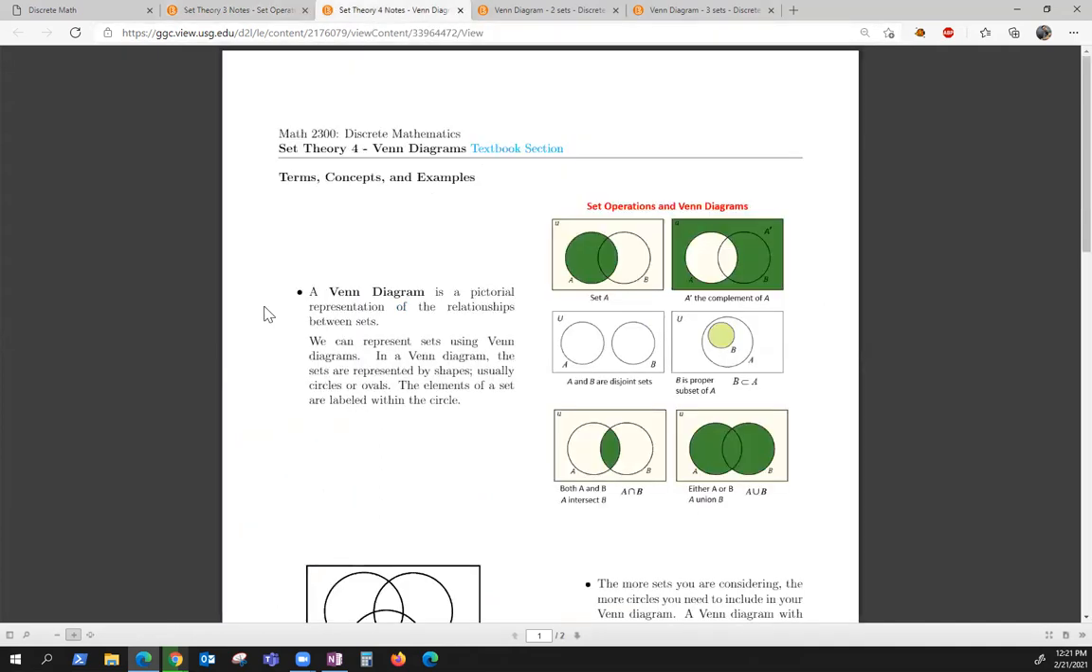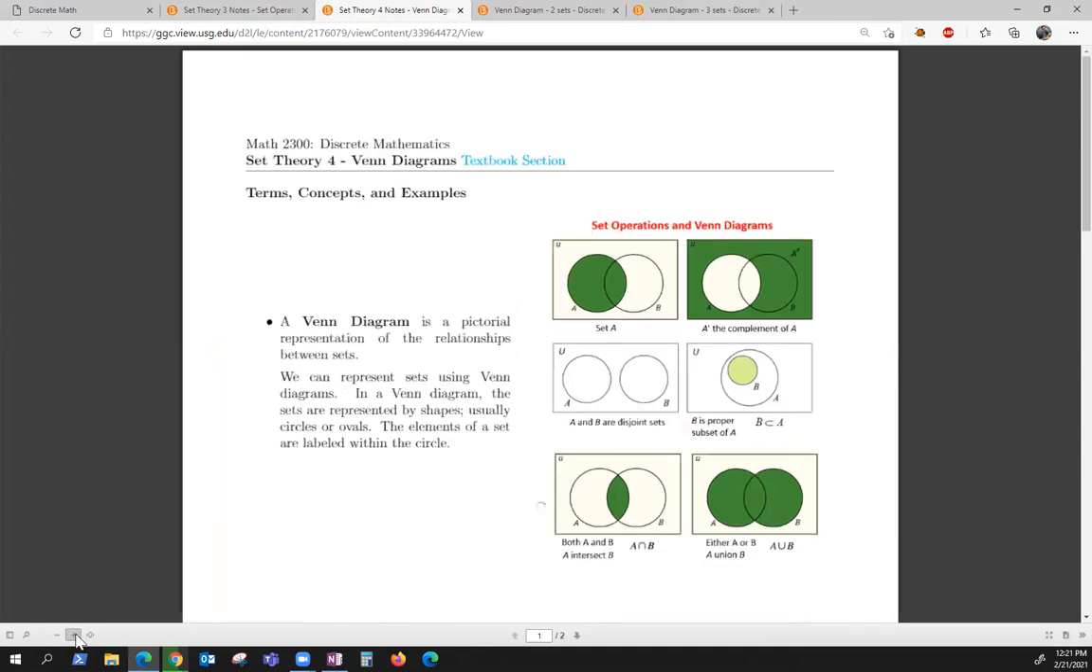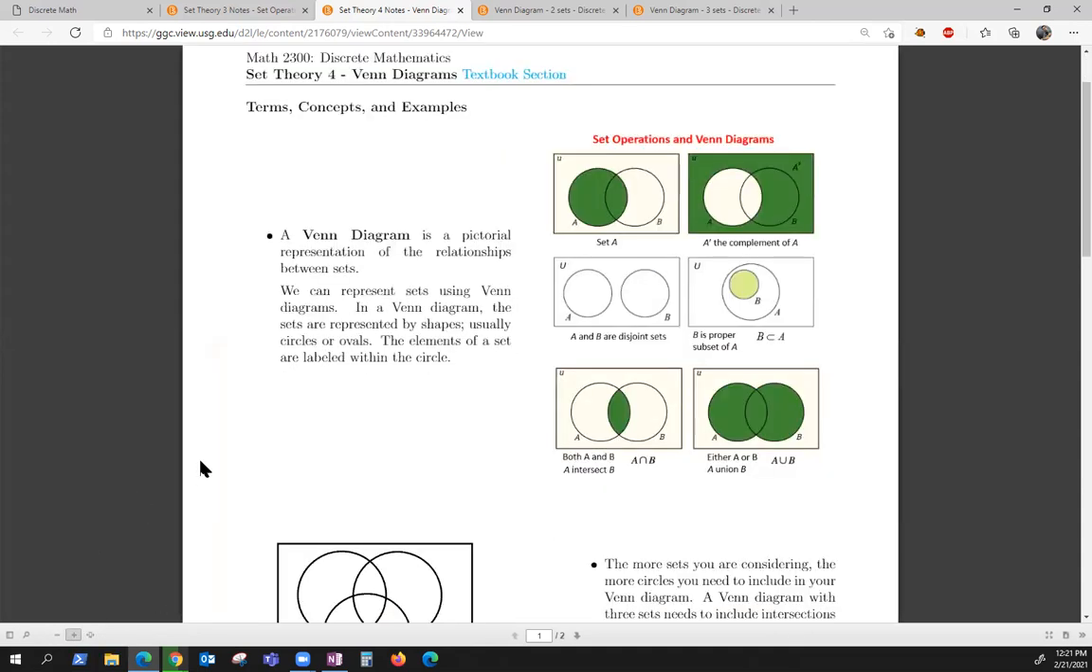The notes, set 34 notes, this is just a summary of some Venn diagram stuff. So I want to briefly talk about this a little bit. As you know, a Venn diagram is just a pictorial representation of relationships between sets. So we have some that you've already seen. For example, this would be the Venn diagram for a set A. This would be the one for the complement of A.